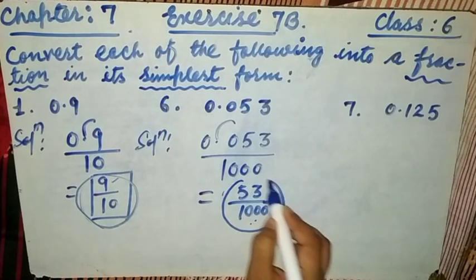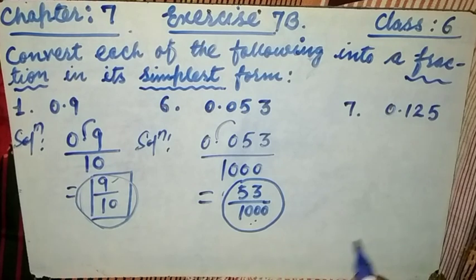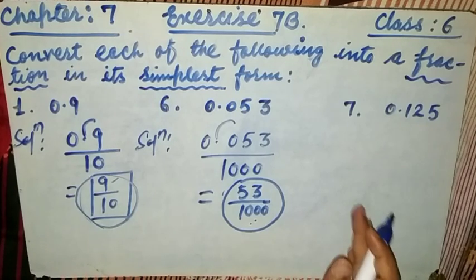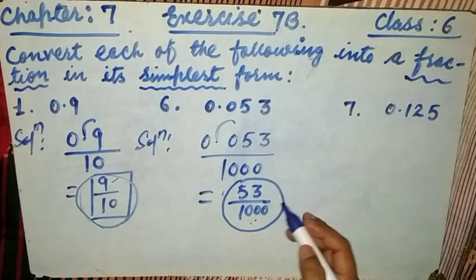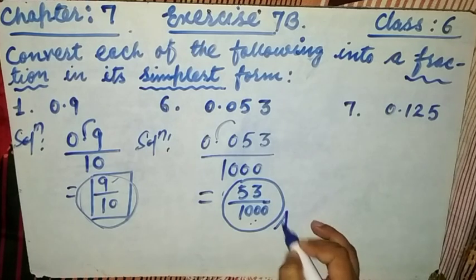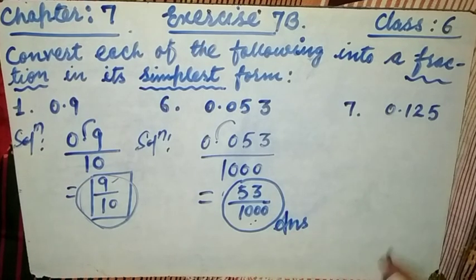Have a look friends. 53 divided by 1000. The HCF of 53 and 1000 is 1. If it is 1, then it is already the simplest form. See, the HCF of 53 and 1000 is 1. Yes, this is the simplest form. So this is the answer.